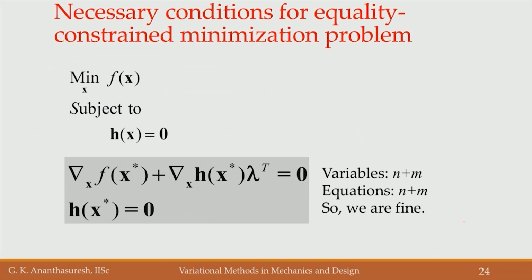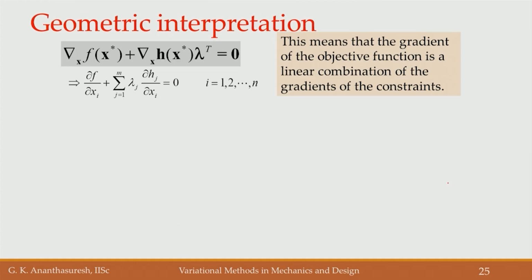But then we also have the Lagrange multipliers, lambda. So, we have n plus m variables, but where are the equations? The n equations we already saw, the necessary conditions. The other m equations are right here, which are the equality constraints. So, we have n plus m variables and n plus m equations, so we are fine, we can solve. That is how we deal with equality constraints.